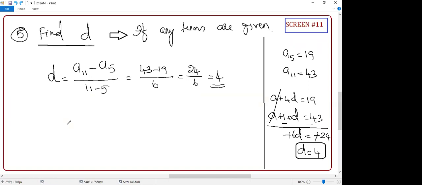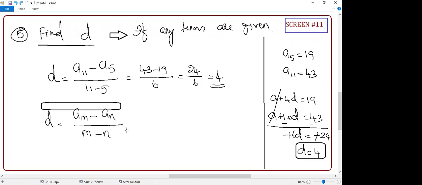Say it, term difference by the position difference will give you the common difference. So can I write a general formula? Any term minus some other term upon respective position. Yes or no? See the position M and N, correct or not? So this is a beautiful formula, guys. You will apply it in 100 places in your 11th and 12th and it will save your time like anything, correct or not?